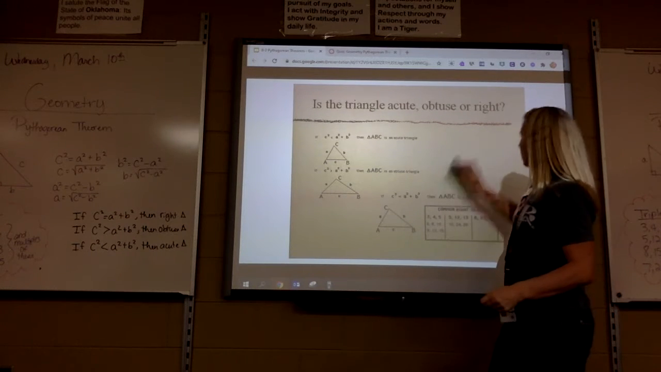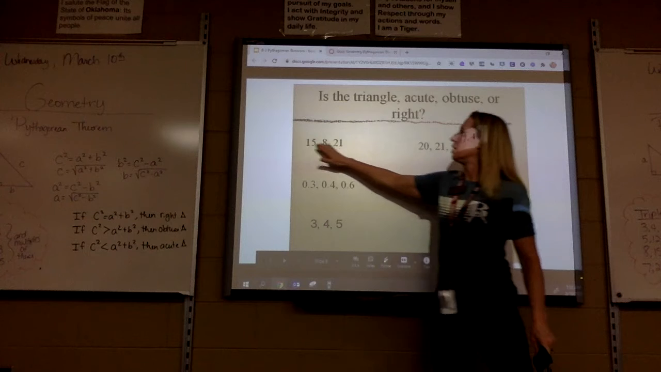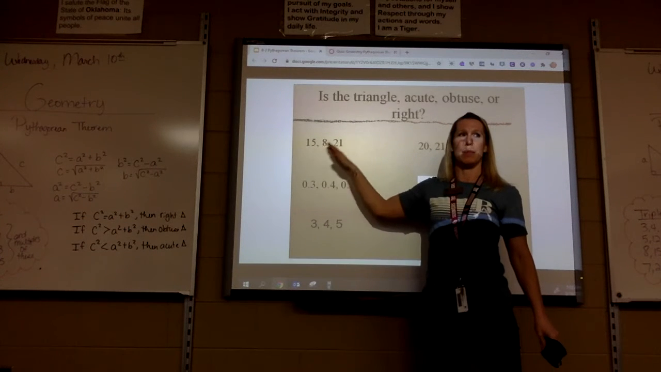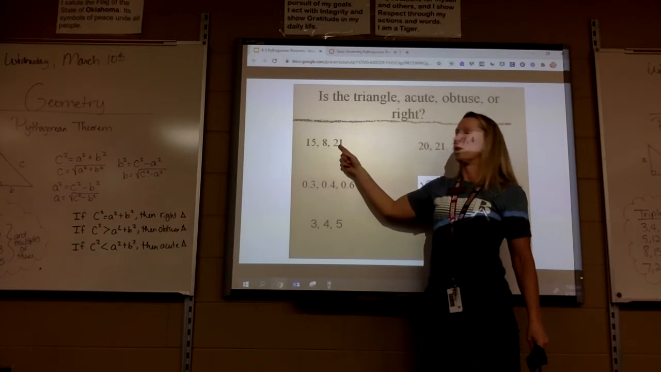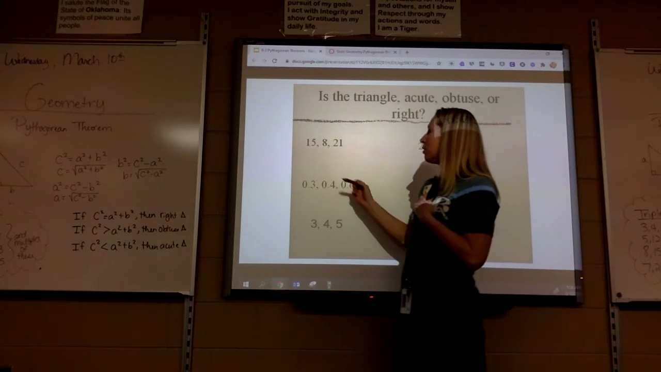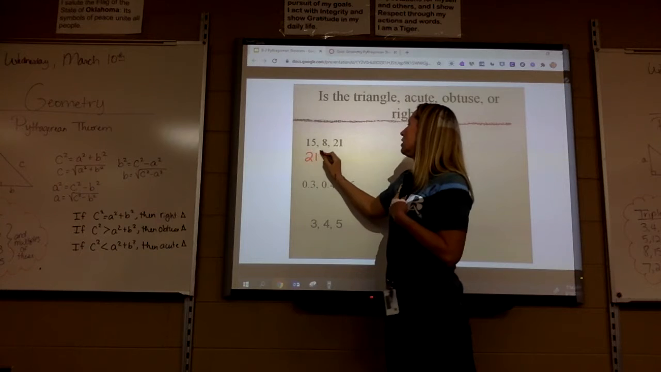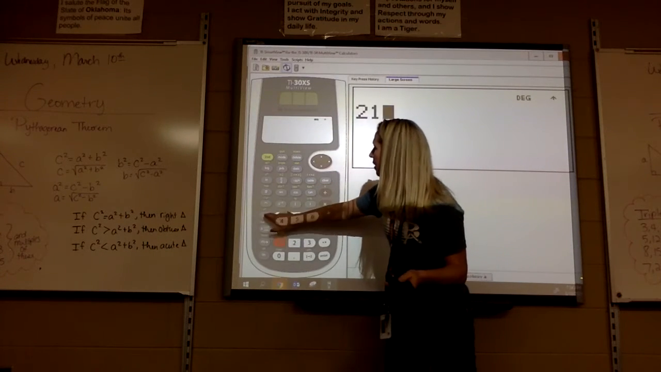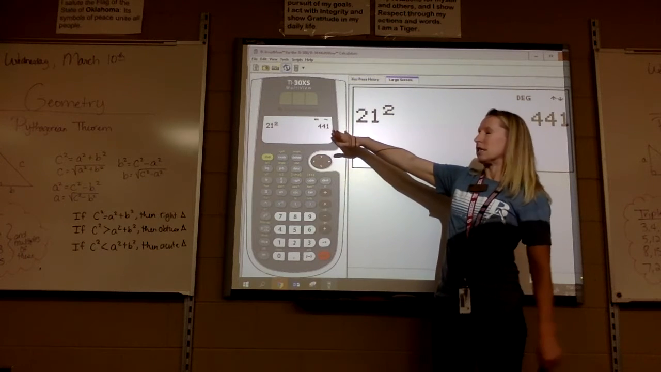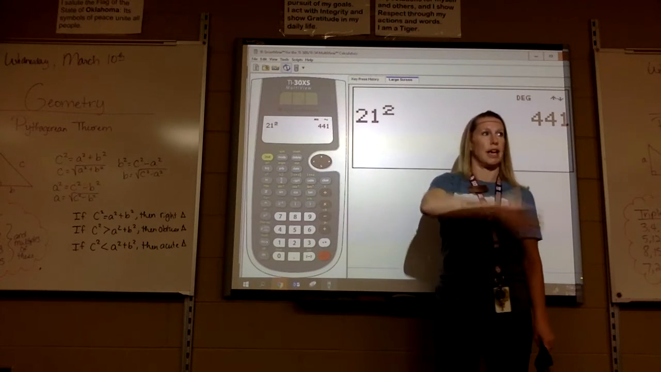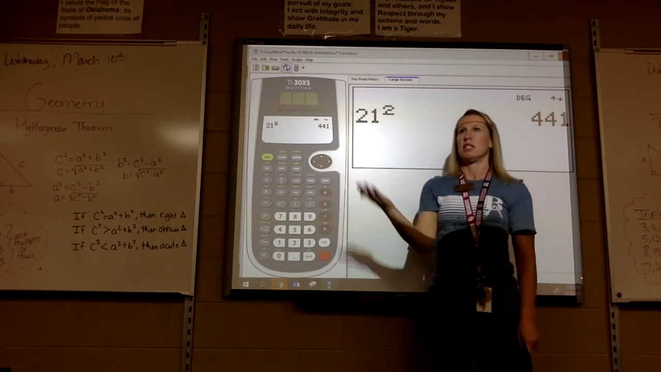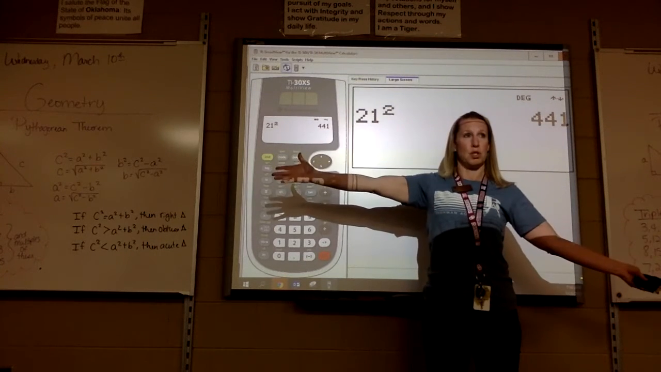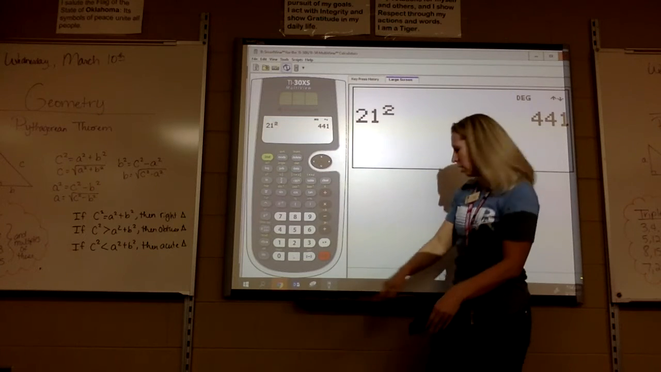So let's look. I've got these 3 sides. First of all, which of these 3 sides would be the hypotenuse? It would be c, 21, the biggest side. So what I would do in my calculator is do 21 squared first. Keep that in the calculator because then I have to compare that to a squared plus b squared. If it's equal, it's right. If the c squared is bigger, obtuse. If the c squared is smaller, acute.